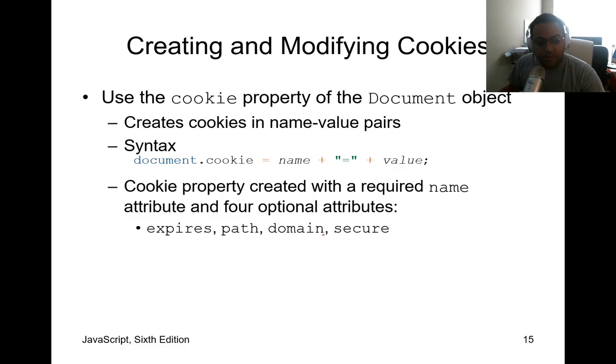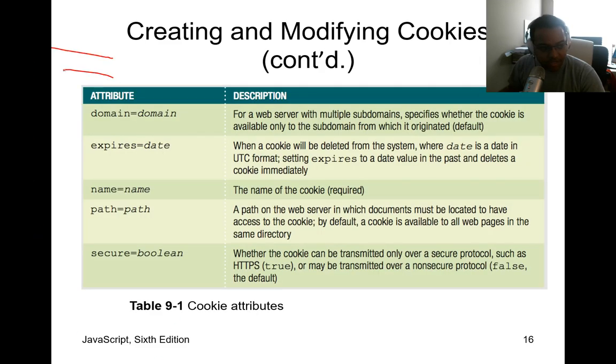But the four main cookie properties that are created are expires, path, domain, and secure. Now, you can create your own properties in the cookie to save specific types of information that you want the cookie to remember. But for the most part, the four optional attributes that are inherent to the cookie property are these. And here's the slide that gives you a drop of all the attributes that are inherent.